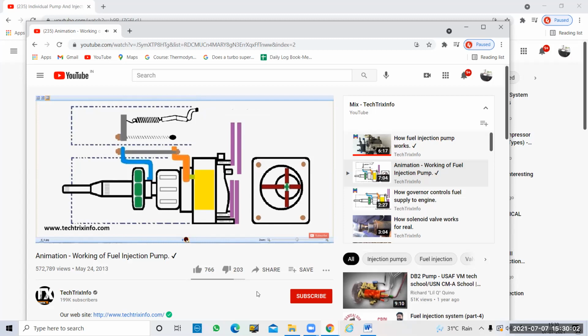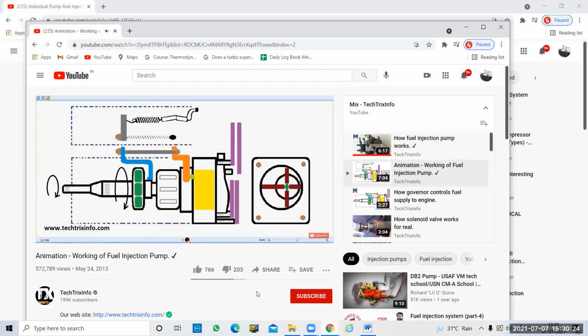So let's see how it works. The fuel injection pump construction has been explained now. The drive shaft rotates. You can see it results in the movement of the governor weight retainers. You can see the governor weight retainers are also rotating right now. You can also see the vane pump or the rotor pump is also rotating.